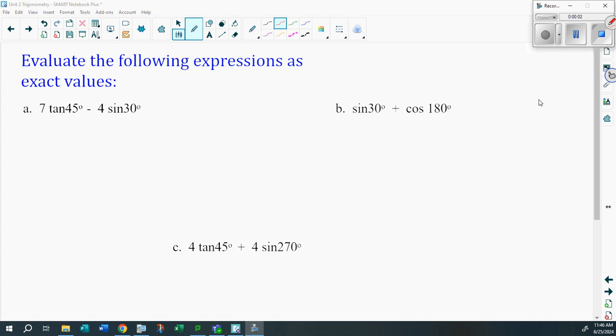Time to get a little tricky. Okay, you ready for this? This is going to be kind of interesting. Again, we want to find exact values. So the clue there is as soon as you see exact values, chances are you're going to use the special triangles. Okay, how does this work though?